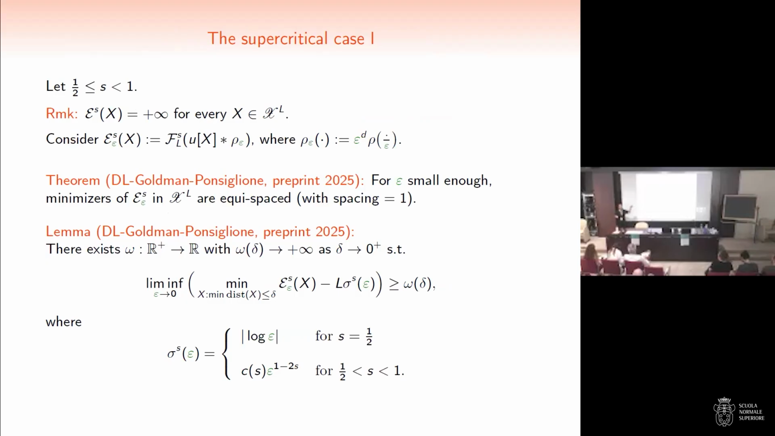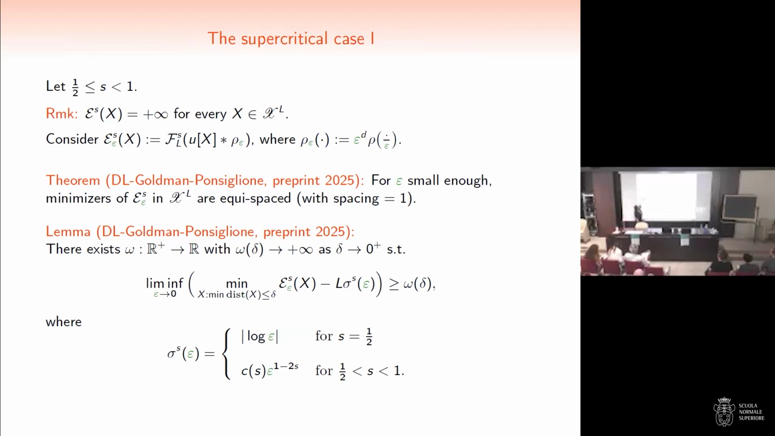So I want to do the same stuff. I want to have an energy that depends on the particles, and this energy is defined as the fractional Gagliardo seminorm of the function u associated to x. But for s in between 1/2 and 1, this energy is plus infinity. So I need to regularize it. In this case, I cannot use the fact that the chords are becoming points, because the energy is equal to plus infinity for any configuration.